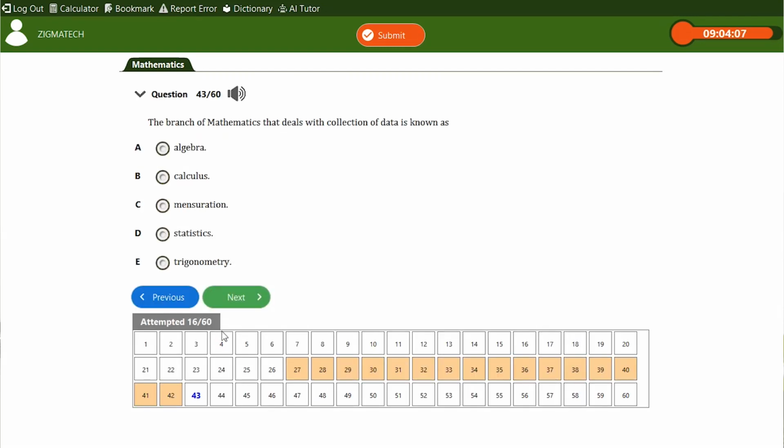43 says the branch of mathematics that deals with collection of data is known as what? Statistics. Statistics deals with collection of data, analyzing data, interpreting data, presenting data, and all that. So it's statistics. All right.